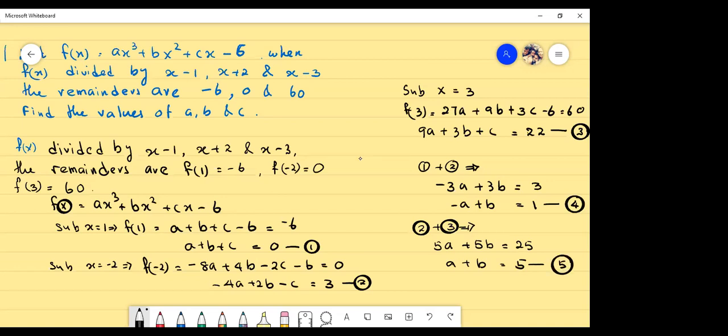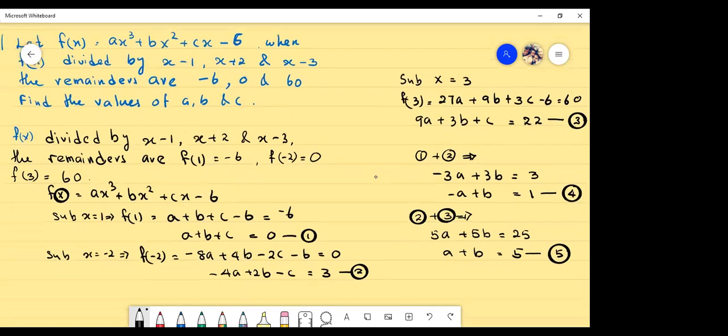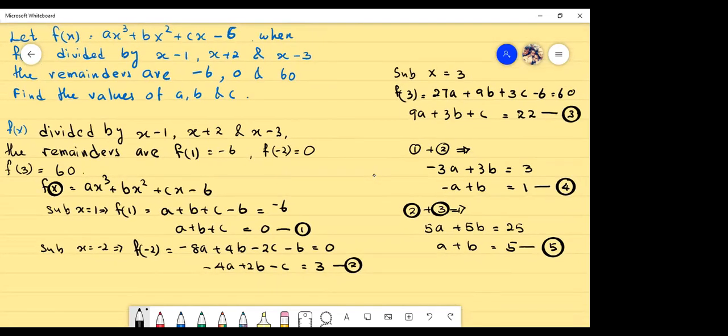If you take any other two, you will have different equations. In here, minus a plus b equal 1 and a plus b equal 5. Now we need to solve these two.